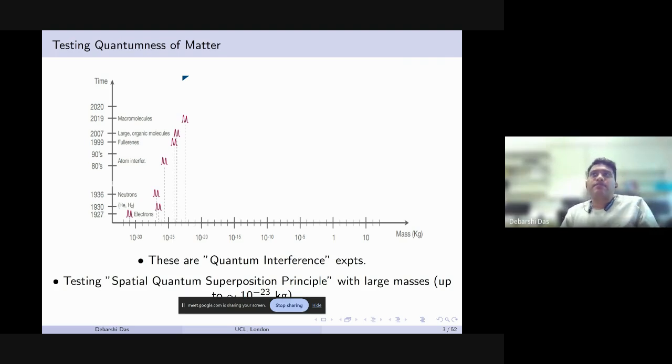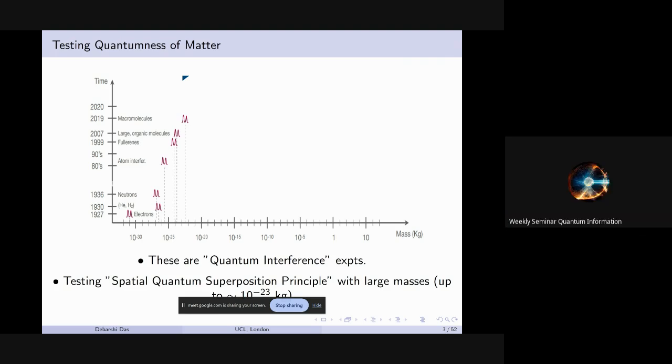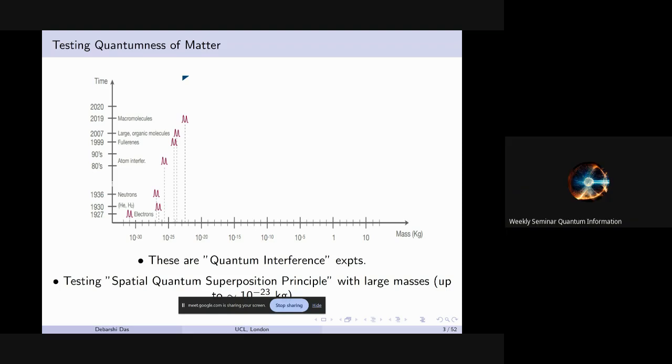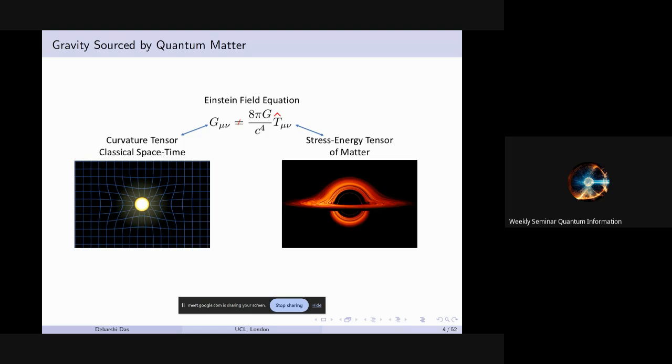That is the spatial superposition of the mass, because the electron has very small mass, of the order of 10 to the power minus something. The degrees of freedom in which it is a superposition are the spatial degrees of freedom, the position degrees of freedom. Okay. So, Debarshi, can I ask just one more question to clarify this issue?